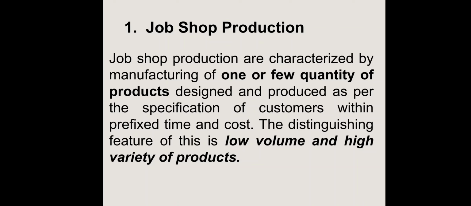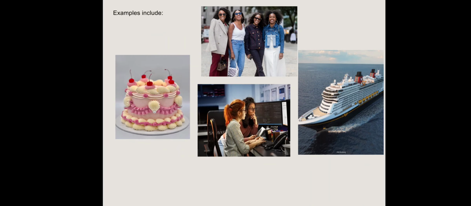Number 1. Job shop production. Job shop production is characterized by manufacturing of one or a few quantities of products, designed and produced as per the specifications of customers within prefixed time and cost. The distinguishing feature is low volume and high variety of products. Examples: pictures of job shop production.